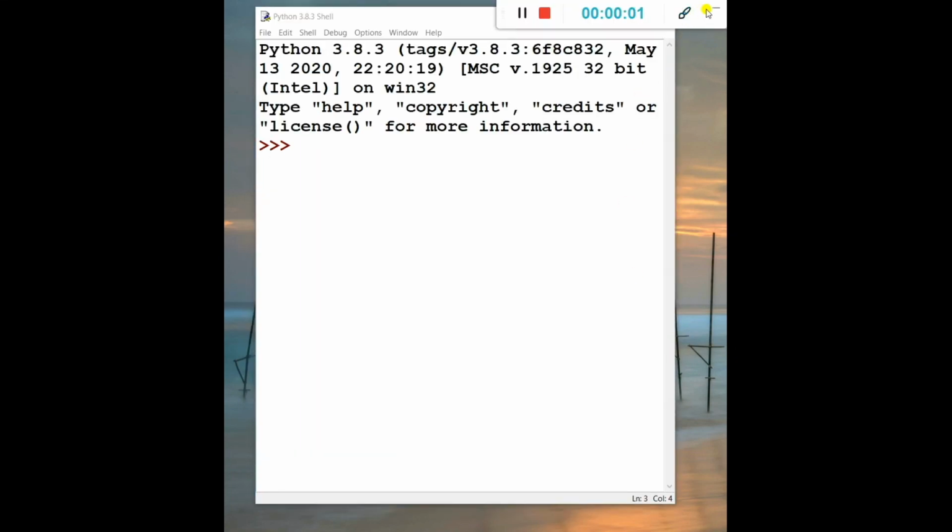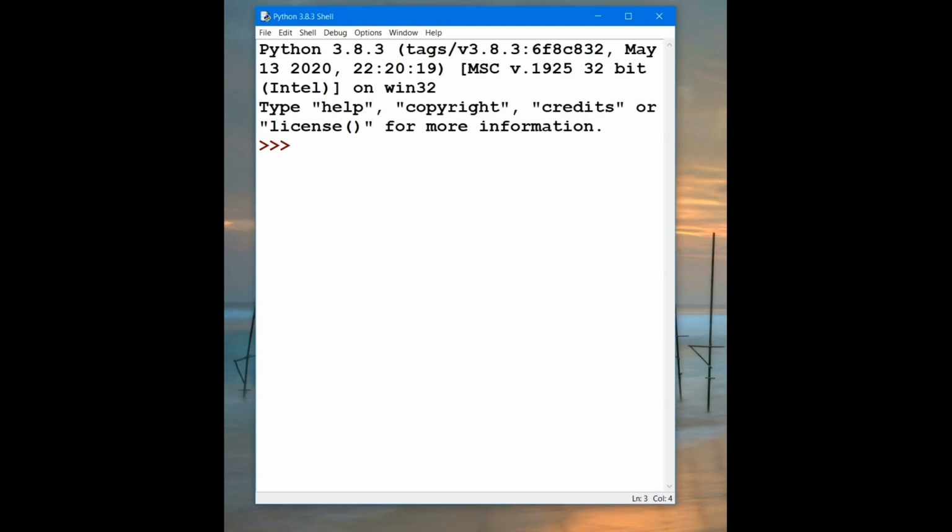Alright, now we have the Python logical operators. Logical operators are used for combining more than one condition, or whenever we need to check more than one condition. There are 3 types of Python logical operators, which are and, or, and not.